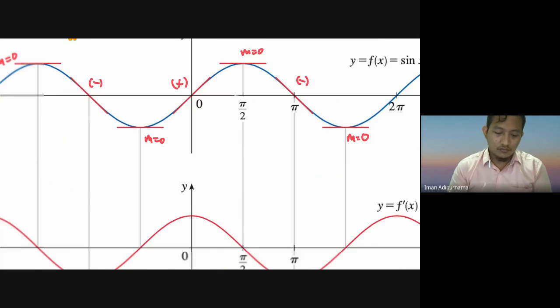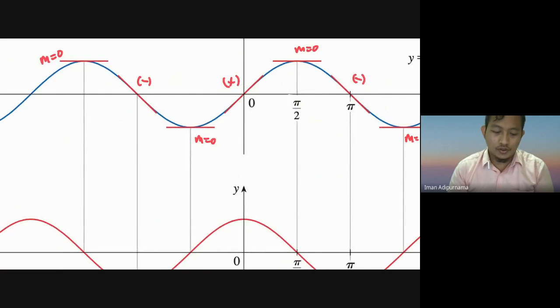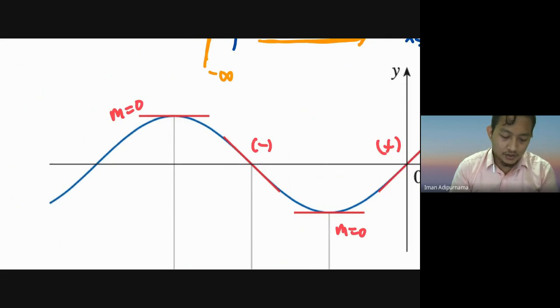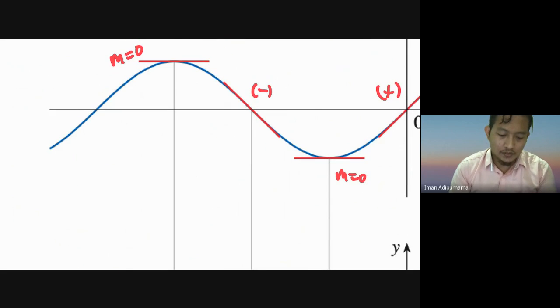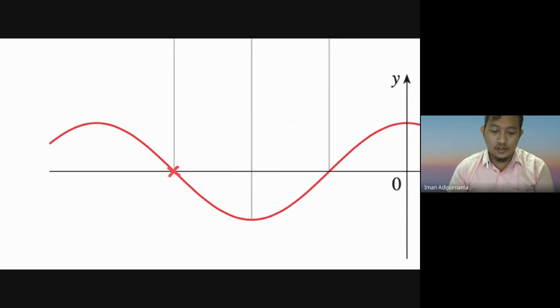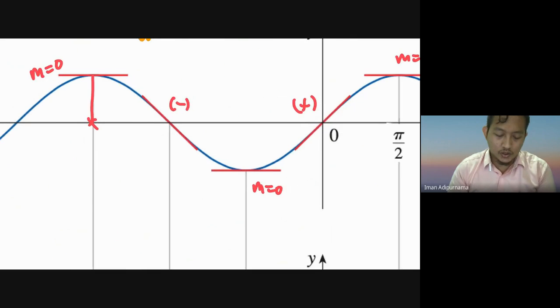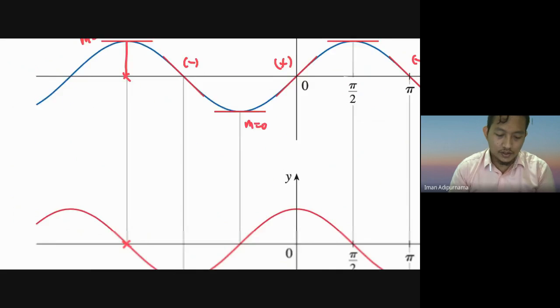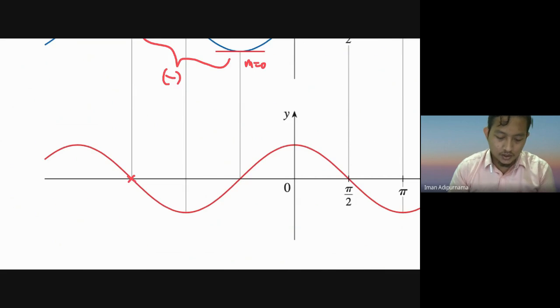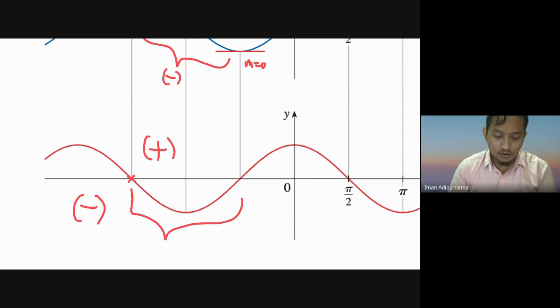So if we look at what the derivative is, from here it is 0. So when it's 0 at this point, then it should be 0 here, right? And when it's negative here, you see that from here it's negative. You look here, it's all in the negative area. So this negative, this positive. So the whole thing here is negative.